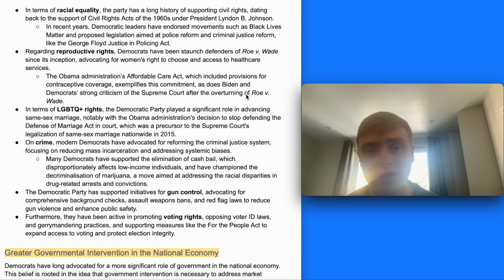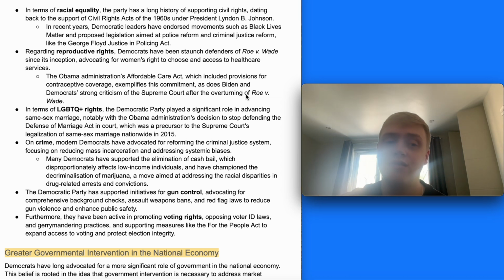Regarding reproductive rights, Democrats have been staunch defenders of Roe v. Wade since its inception, advocating for women's rights to choose and access to healthcare services. The Obama administration's Affordable Care Act, which included provisions for contraceptive coverage, exemplifies this commitment, as does Biden and Democrats' strong criticism of the Supreme Court after the overturning of Roe v.